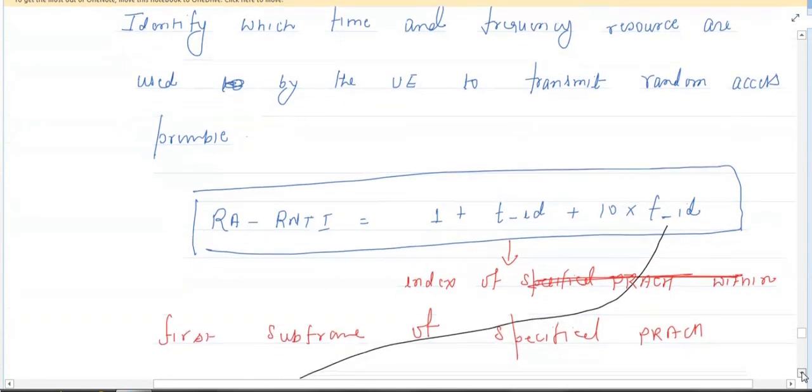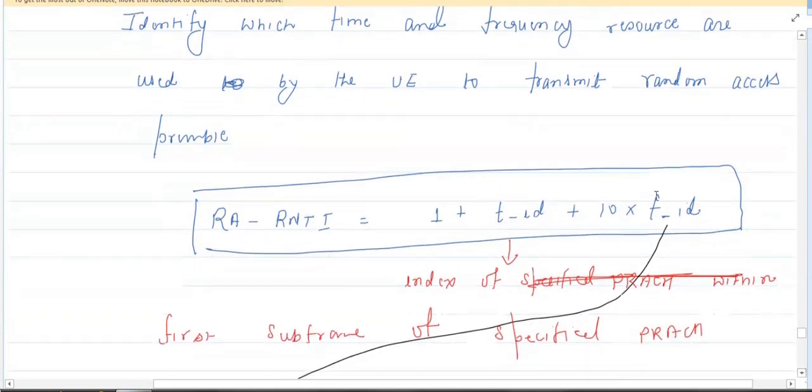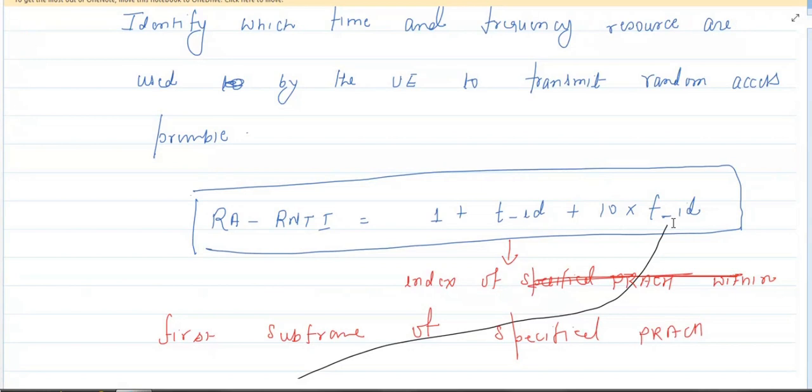FID defines how many PRACH resources have been allocated to you in the frequency domain. In the frequency domain you have only one set of resource, having 6 resource blocks. I'm not telling how many resource blocks, I'm telling how many PRACH resources in the frequency domain. So every time only one PRACH resource is allocated to you, only one, with 6 resource blocks.